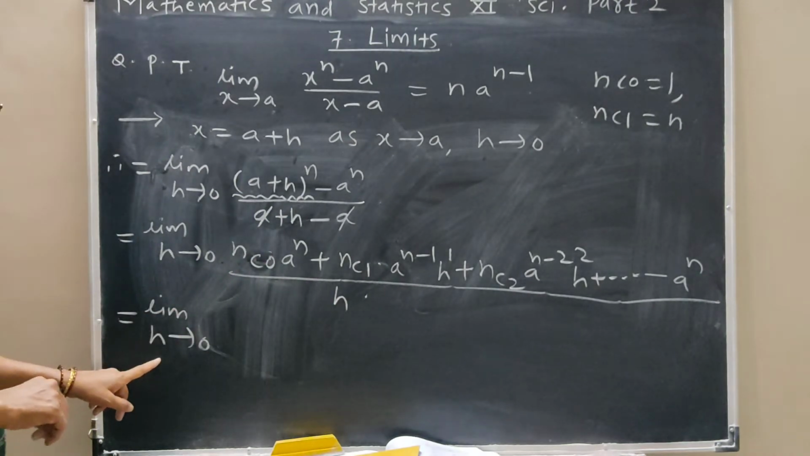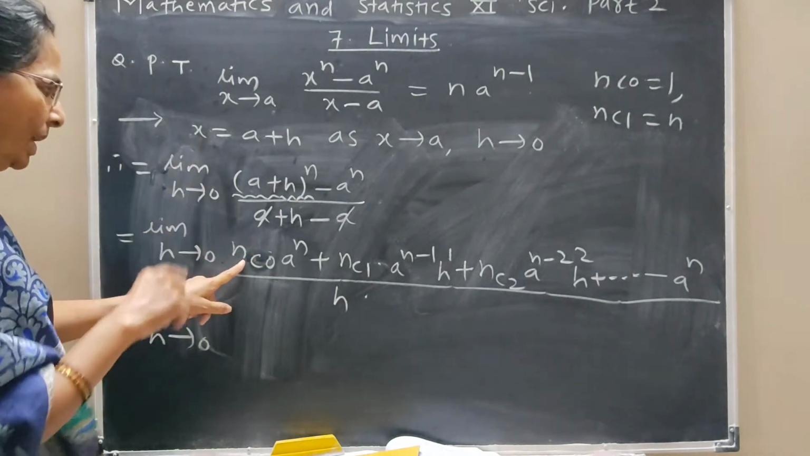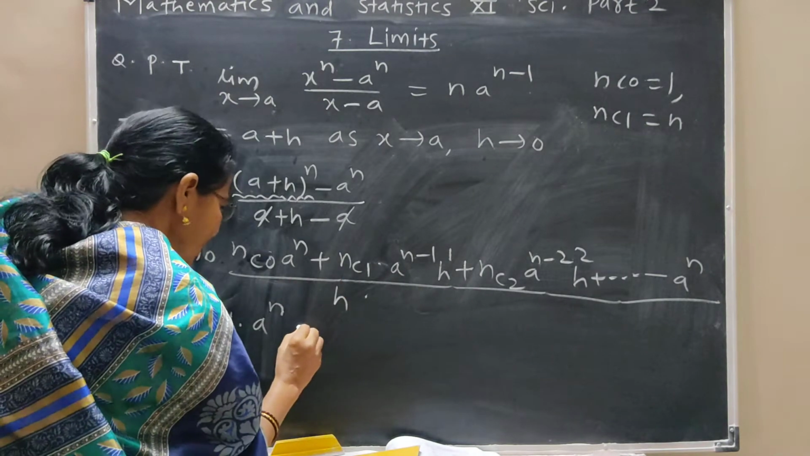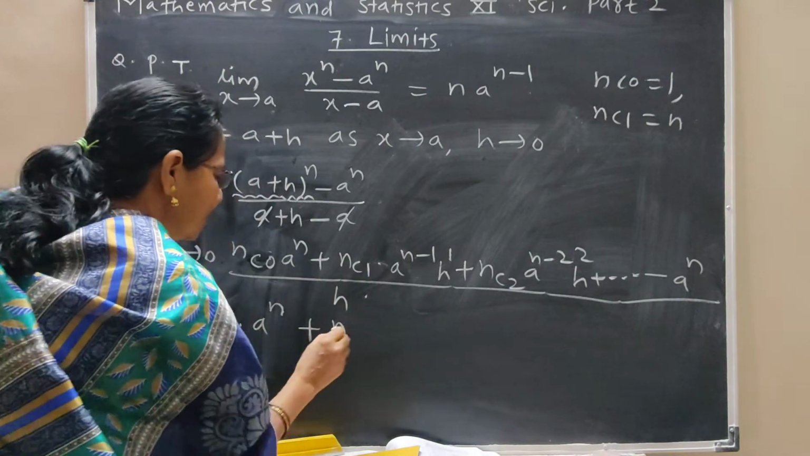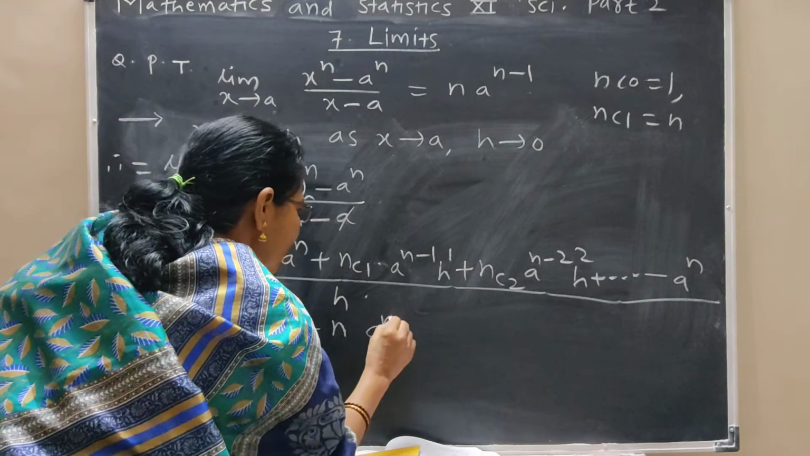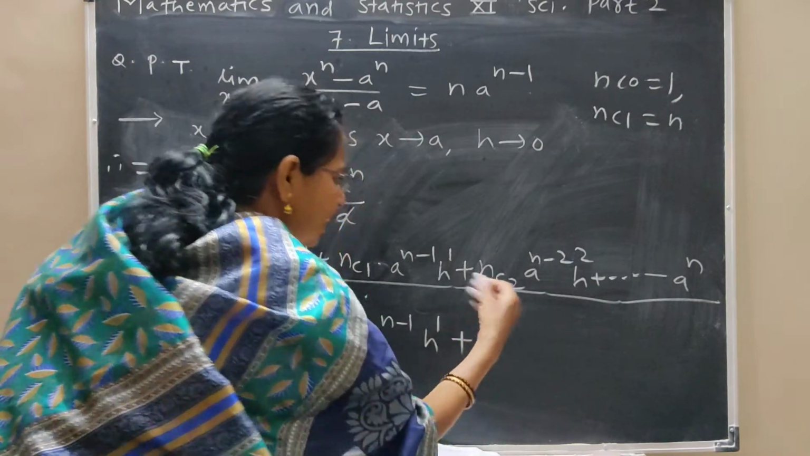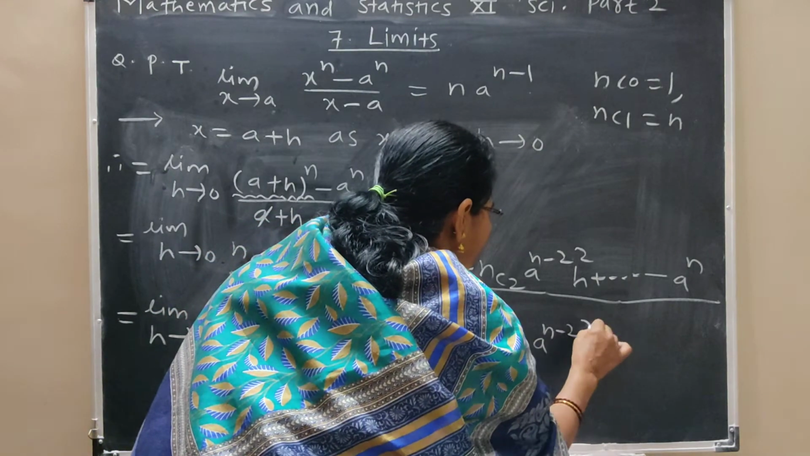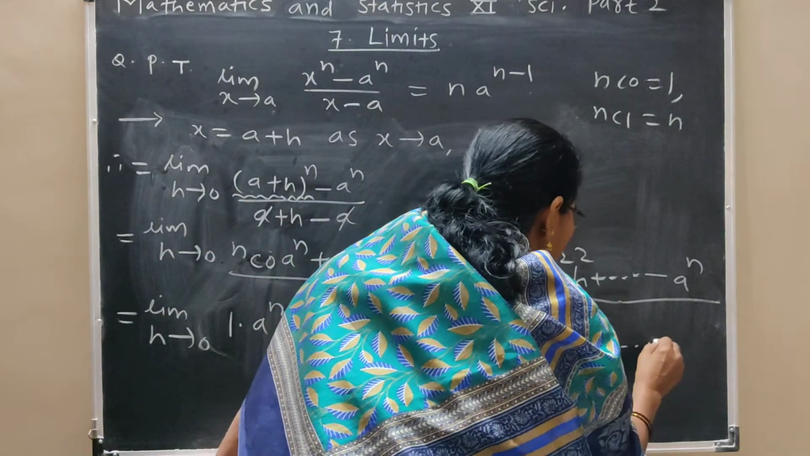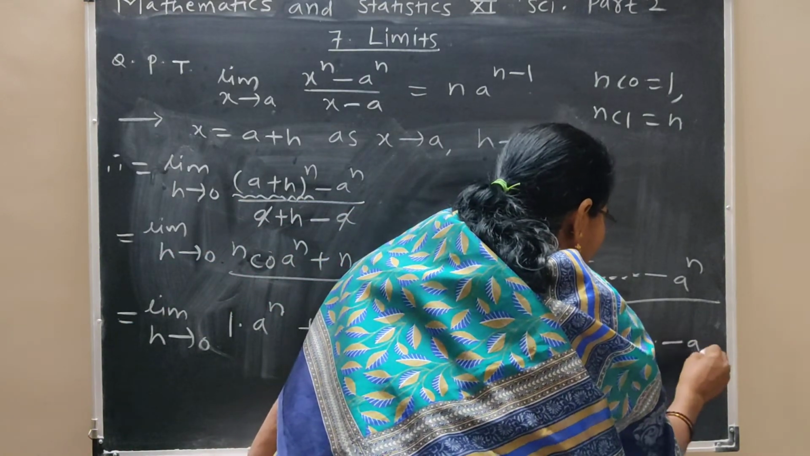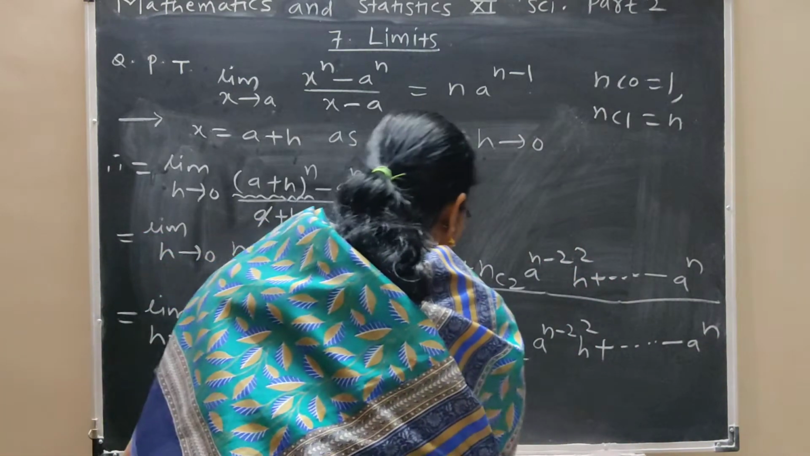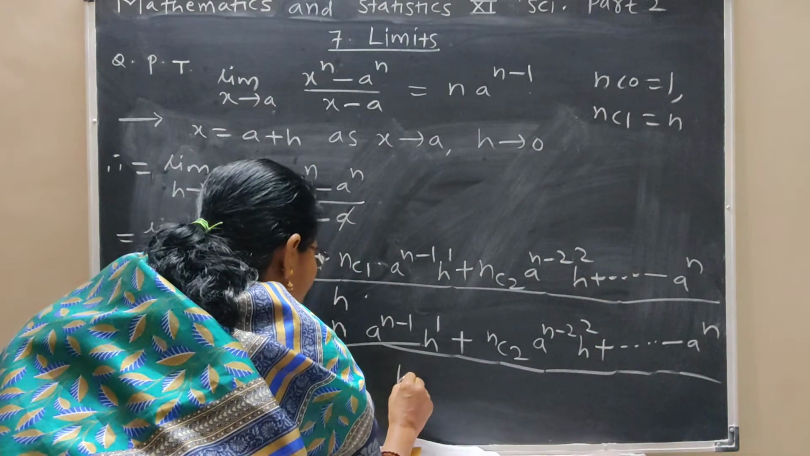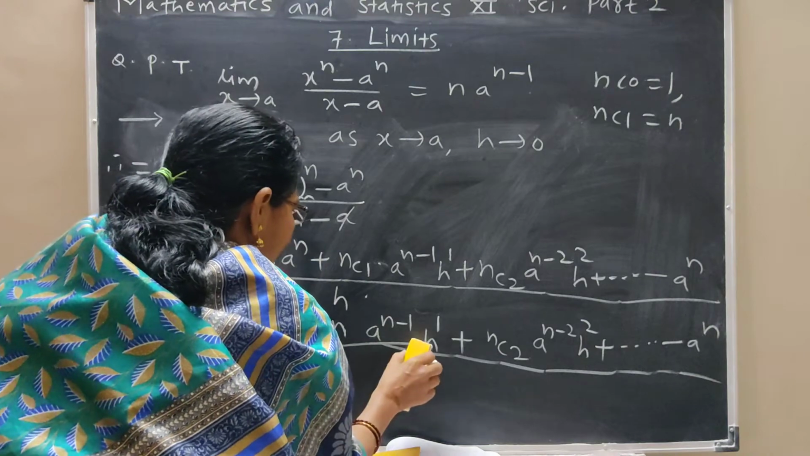So write here, h tends to 0, nc0 is 1, write directly 1 into a raised to n, plus nc1 is n, a raised to n minus 1, h raised to 1, plus write this term nc2 as it is, a raised to n minus 2, h raised to 2, plus dot dot, minus a raised to n, and there is h at the denominator.